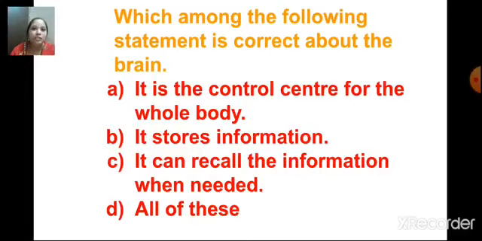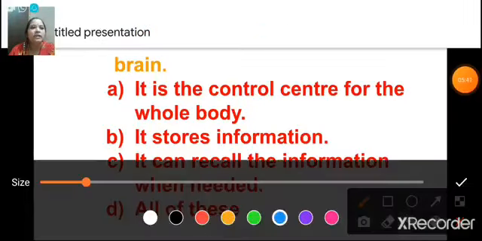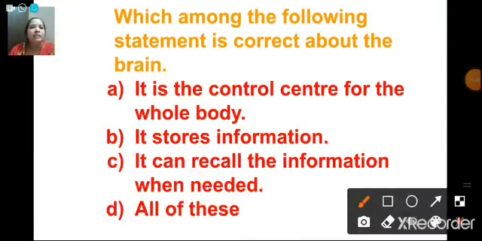And what is it called, children? Right, that is called memory. And the last option is D. All of this. So, according to you, what is the correct answer? Which among these is correct about the brain? So, the answer is D.